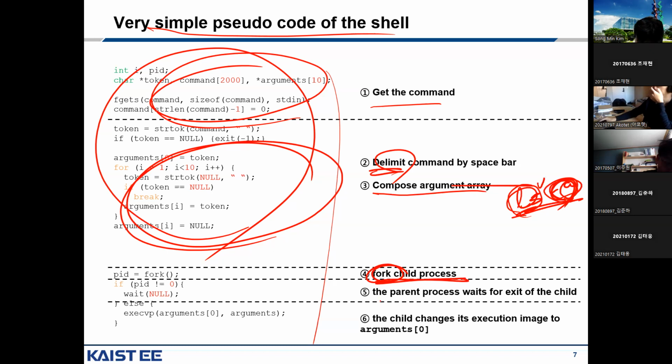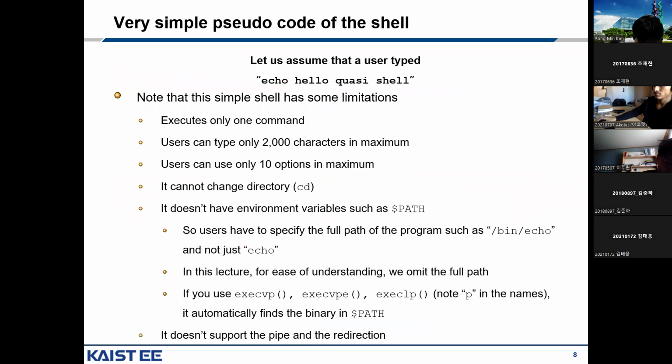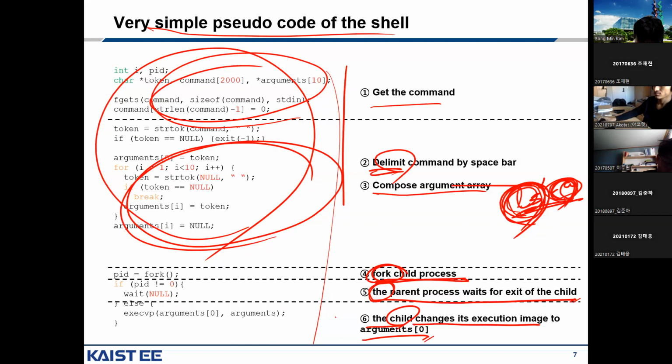And then the next step, the parent process waits for the exit of the child. Again, you understand this if you're taking 209, but if not, don't worry about it. We'll get to that point. And the child changes its execution image to ls. The child changes itself to ls. All right, let's move on. So that's the big process.